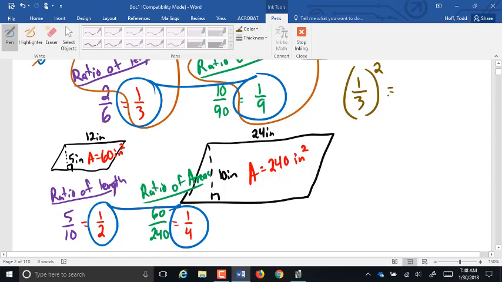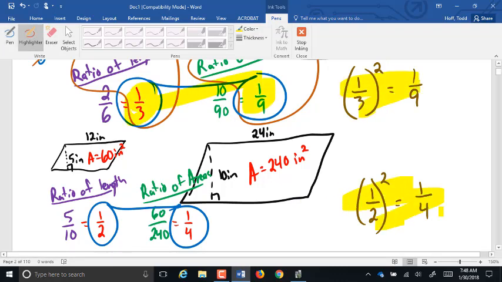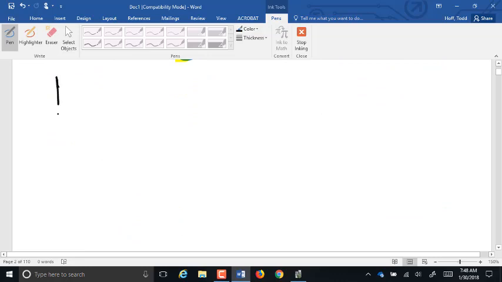What's 1/3 squared? 1 squared would be 1. What's 3 squared? What's 1/2 squared? Yeah, 1 squared is 1, 2 squared is 4. Let's see if that holds true. Hang on. Don't get all wound up and go running off.